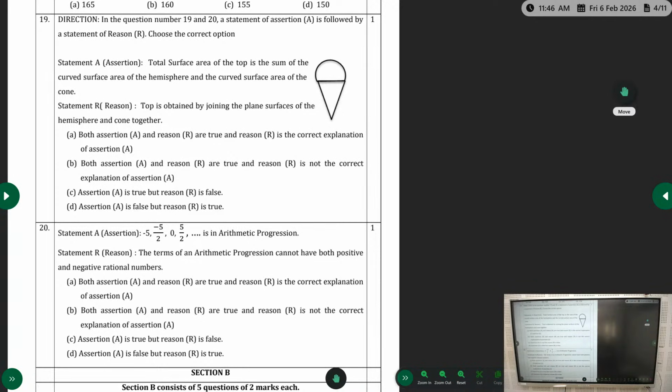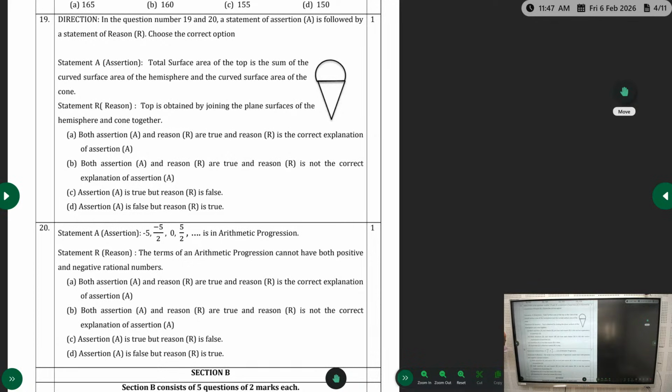Twentieth question: is the assertion true or false? Is it? Yes, sir. Why? Whether the common difference is the same? Yes, sir. Okay. See, minus 5 by 2, I will say it as minus 2.5. Minus 2.5 plus 2.5 is 0, 0 plus 2.5 is 2.5, 2.5 minus 0 is 2.5. The common difference is the same. Okay, it forms an AP.